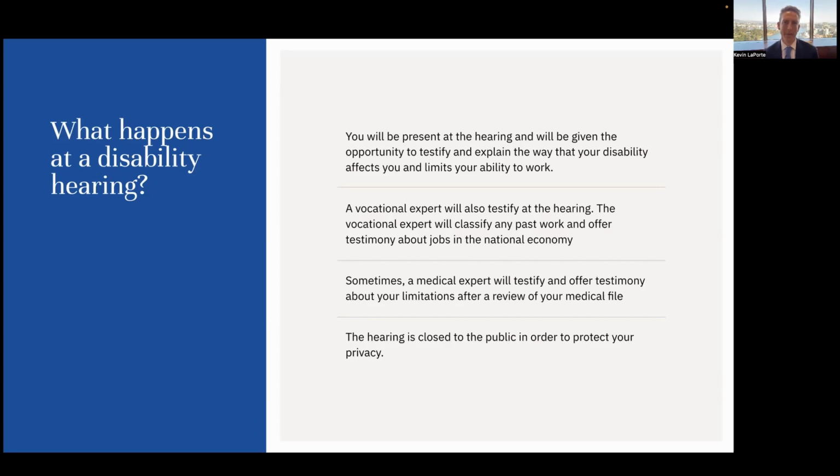And there's really not many people involved. So it's just the disability claimant, the attorney, if there is one, the judge. The judges have a legal assistant who keeps track of recording equipment and takes notes, and then the vocational expert and a medical expert if they're there. So really, there's not very many people involved in the process.